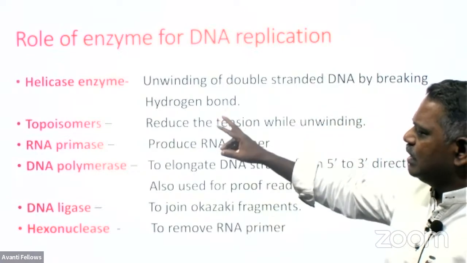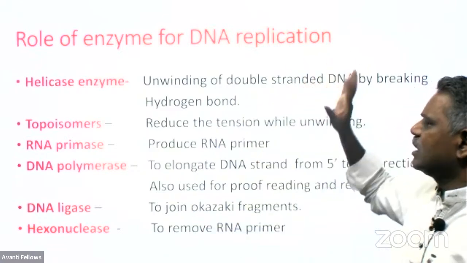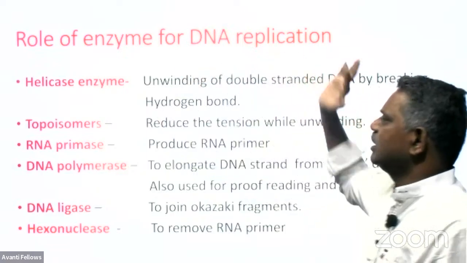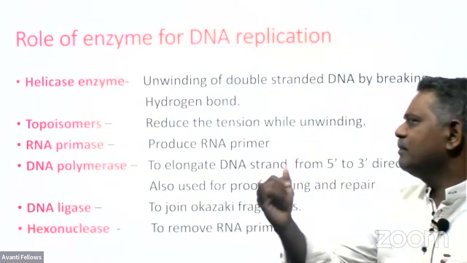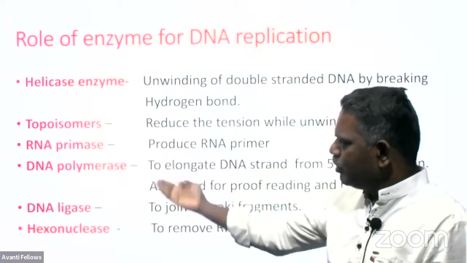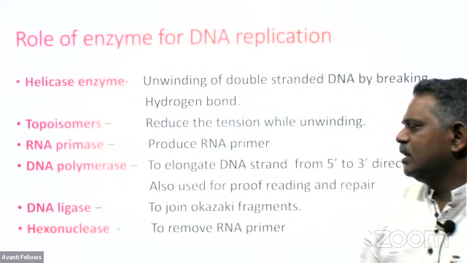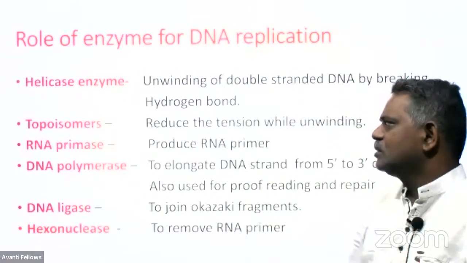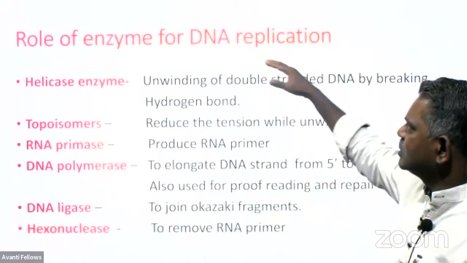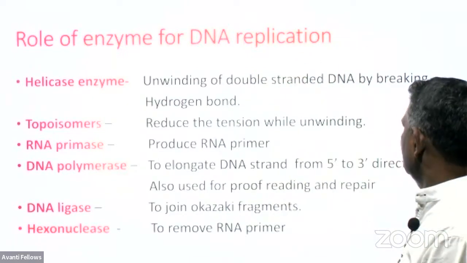So these are the 6 enzymes responsible for DNA replication. They have their own special role during the process. Helicase enzyme, then topoisomerase, then RNA primase, then DNA polymerase enzyme, then DNA ligase. The last one is the exonuclease enzyme. We will see the role of all the enzymes later while discussing the real process of DNA replication, right?